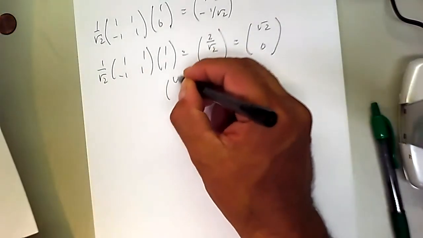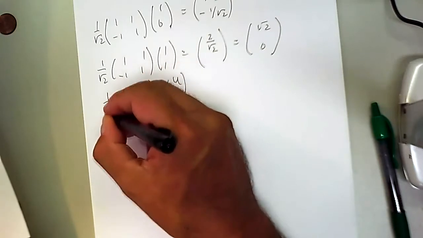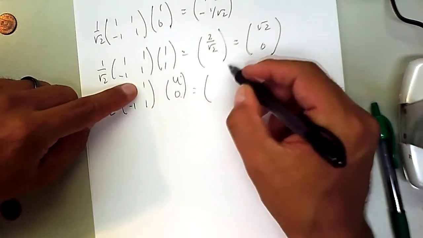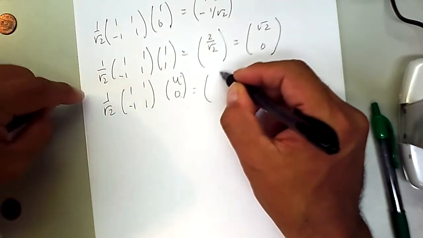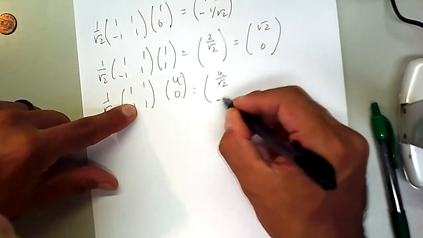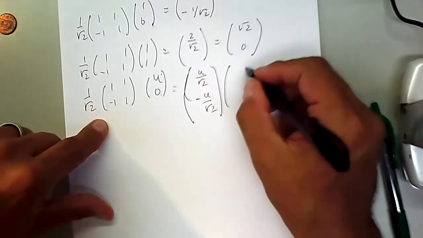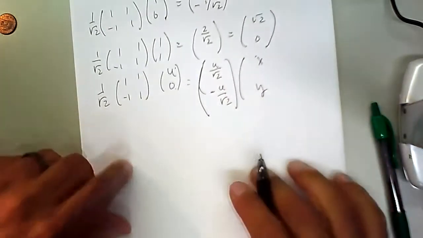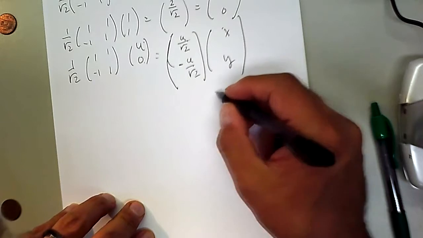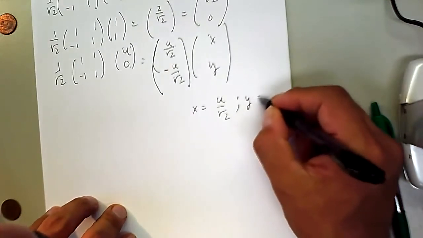So let's see what happens when you have U, 0 multiplied with this matrix. We have just U over the square root of 2, and then negative U over the square root of 2. Now, this is why it is convenient to have an X and Y. So this corresponds to X and this corresponds to Y. In this case, X is equal to U over the square root of 2, while Y equals the opposite of that.